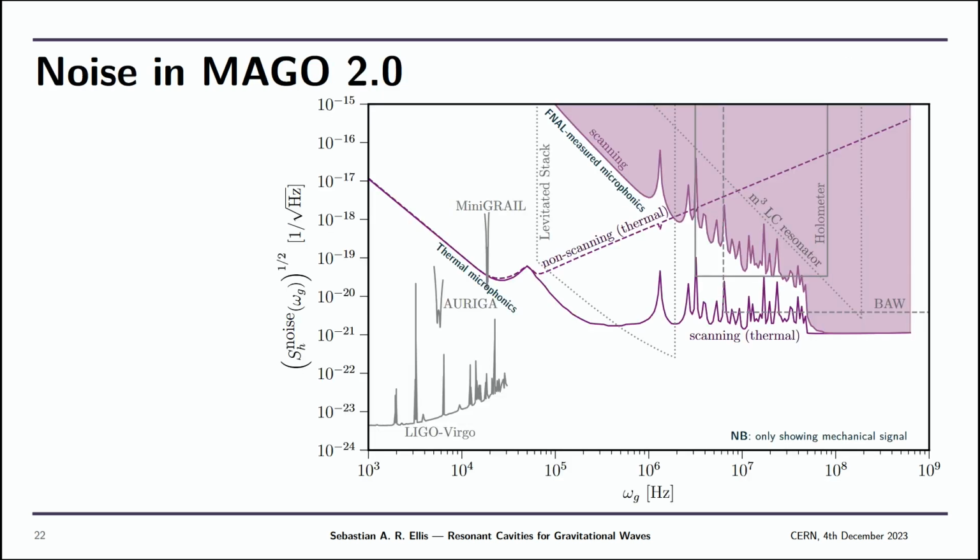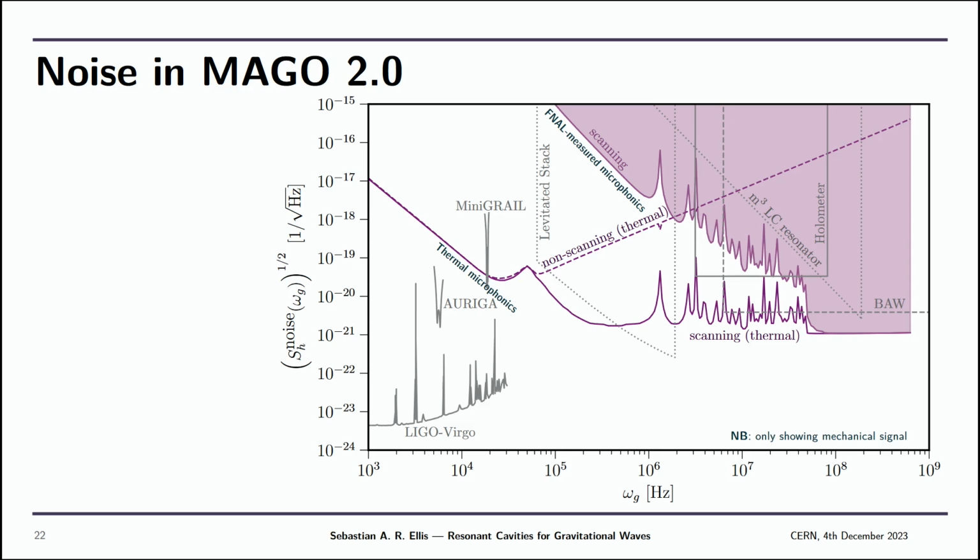So in terms of the expected sensitivity, and again, I'm showing only one of the plots of the sensitivity. We're going to have a discussion about how to compare sensitivities later on this week, so don't kill me yet. This is, in purple here, three different setups for what MAGO 2.0 could potentially do. So one at the top there is using microphonics, so mechanical vibration noise, that was measured by Fermilab to try and estimate what the sensitivity would be.